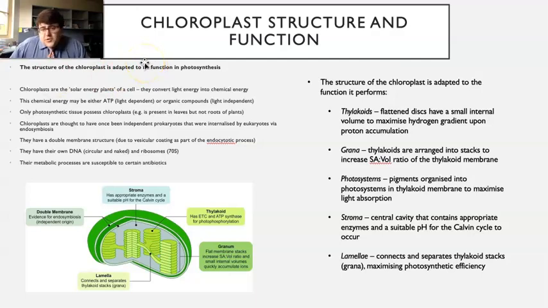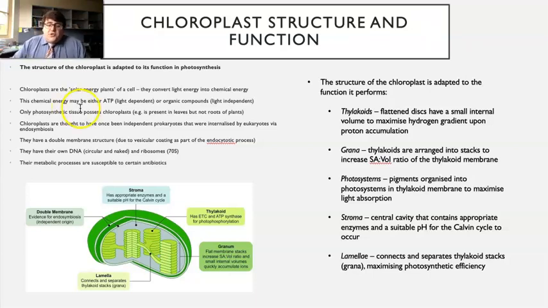The structure and function of chloroplasts is adapted to help function in photosynthesis. So the chloroplast has basically adapted to help with photosynthesis. We know that chloroplasts are like solar energy plants. They convert light energy from the sun into chemical energy. And then that chemical energy can be turned into ATP through light-dependent reactions or organic compounds through light-independent reactions.